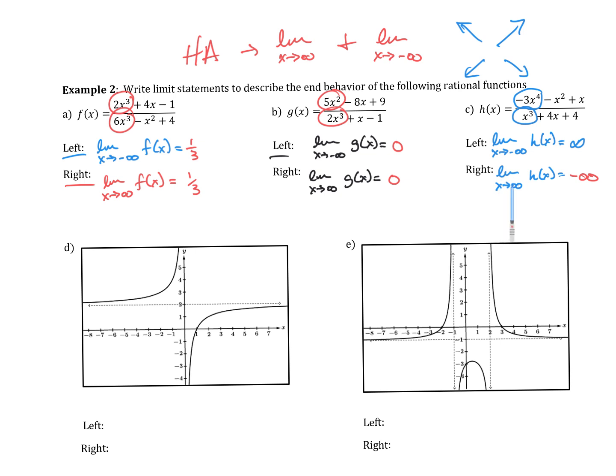So as x increases without bound, h of x decreases without bound. So as I move right, it goes down. As I move left, it goes up. All right, pretty good? Cool, let's look at graphs now.